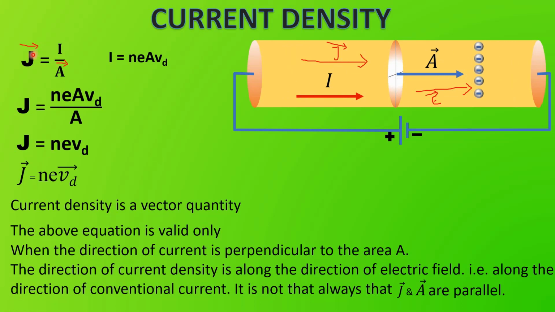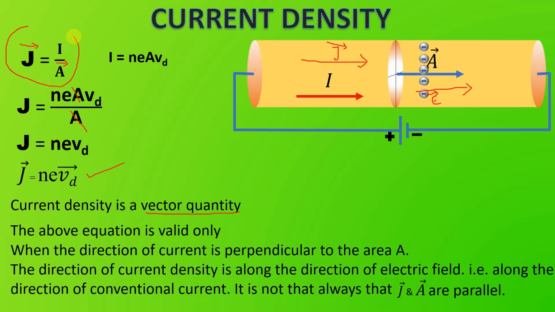Now, since J is equal to I by A by definition, I can represent the relation I is equal to N E A V suffix T, where V suffix T is the drift velocity, and by substituting the values I can cancel this A. By cancelling this A, the remaining equation is J is equal to N E V suffix T. So it's the vector form. This represents the vector form equation. Here the current density is a vector quantity.